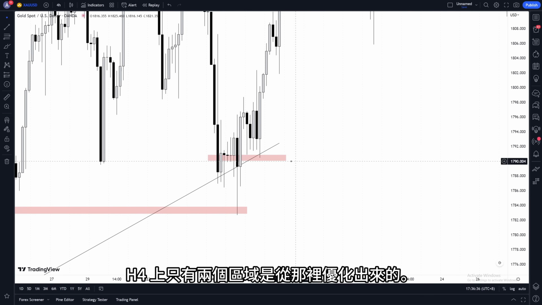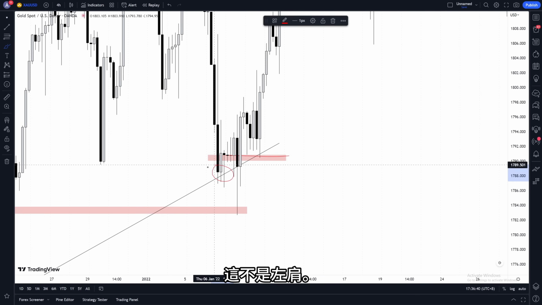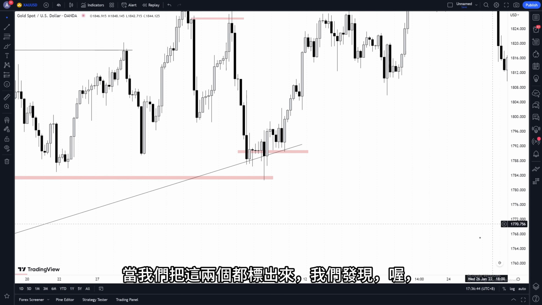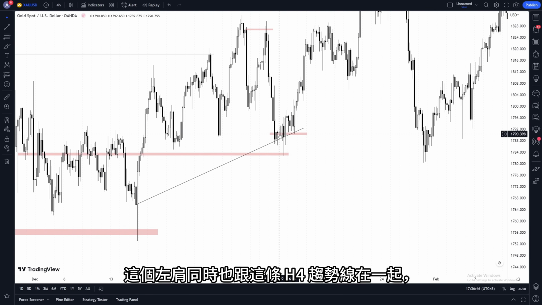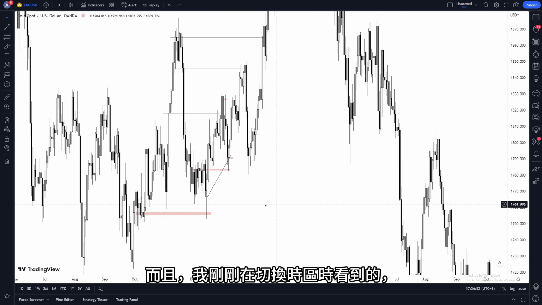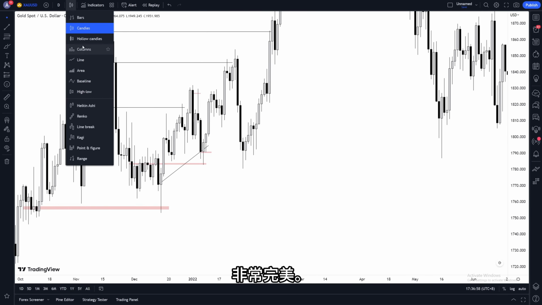What is refined from there? There are only two zones on the H4 that are refined from there, and those two zones are the left shoulder (this is not a left shoulder), the left shoulder and the apex. These are the only two zones. When we mark both of them, we realize that the left shoulder is also together with this H4 trend line, and also, I saw this just now in flipping time frames, with this daily right here. Very perfect, very beautiful.